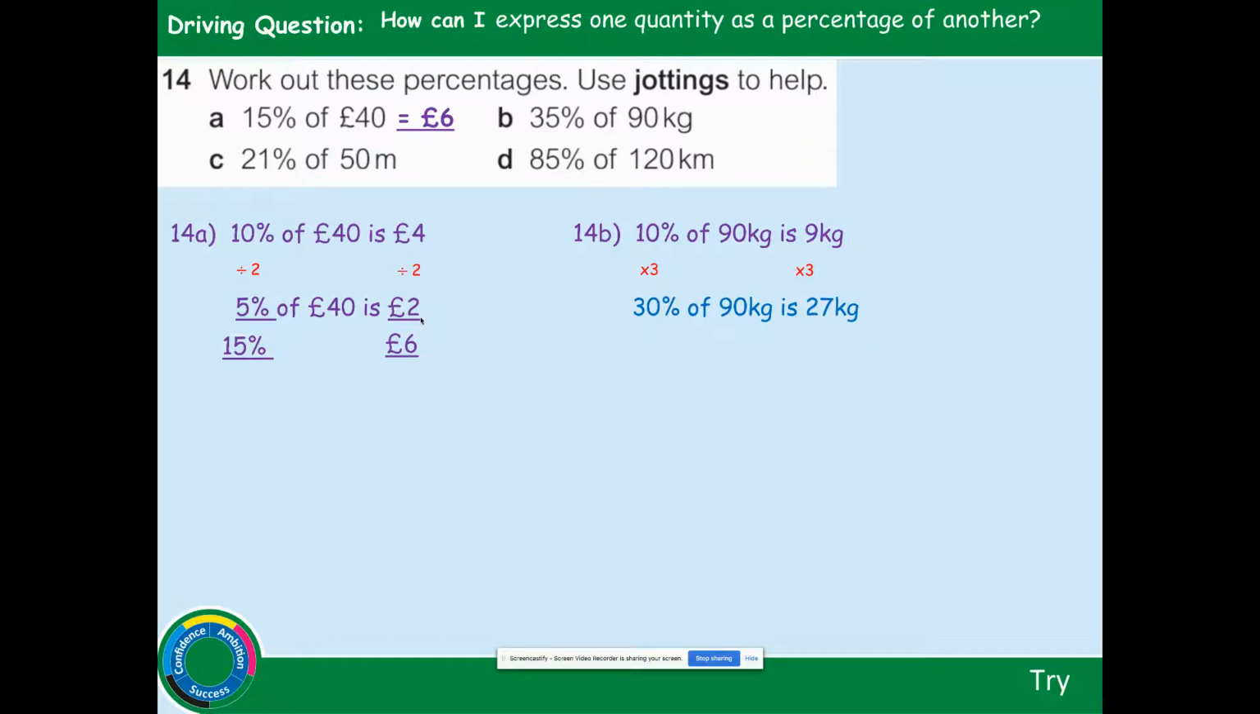Now I also need to add 5%. So if I do my 10% divided by 2, I'll get 5. So I need to do 9 divided by 2. Half of 9 is 4.5. Okay, so now I've got 35 if I add these two together, so I'm going to add my two answers together. 27, 28, 29, 30, 31.5 kilograms. Okay.